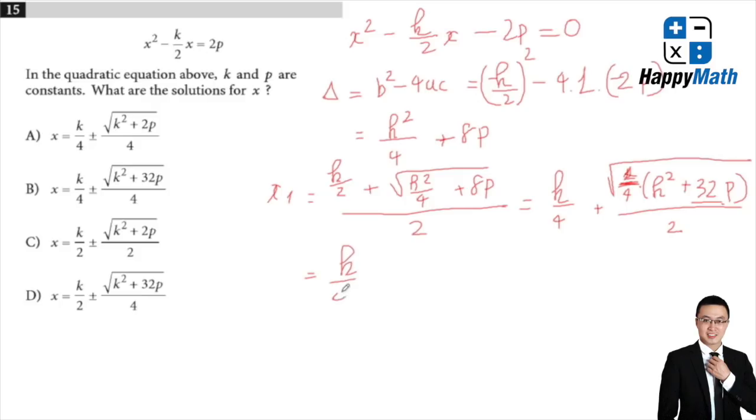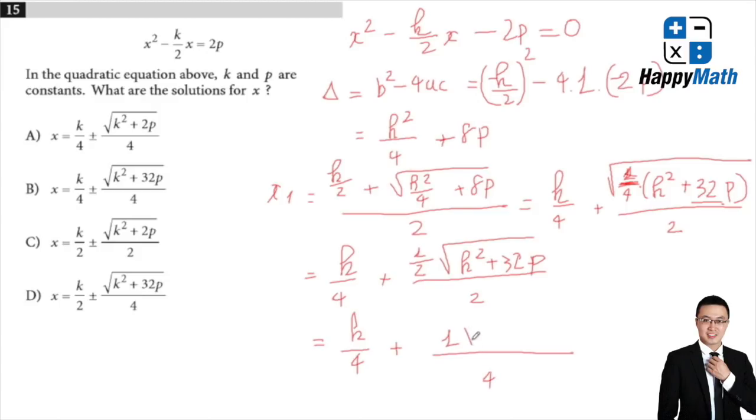So continue. When I take the 1 over 4 outside, it becomes 1 over 2 outside the radical, 2 here, and the final step, 1 over 4 of k squared plus 32p. That's why I have the answer B. I see 32 in this p. Okay.